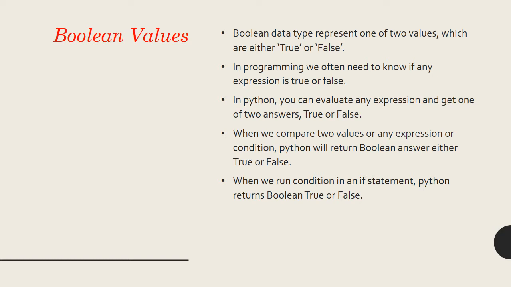When we compare two values, or evaluate any expression or condition, we get a boolean answer in return: that condition, expression, or comparison of two values can be true or false. When we run a condition in an if statement, Python returns boolean values, which are true or false. So you can say that boolean values have only two values: the first is true and the second is false.